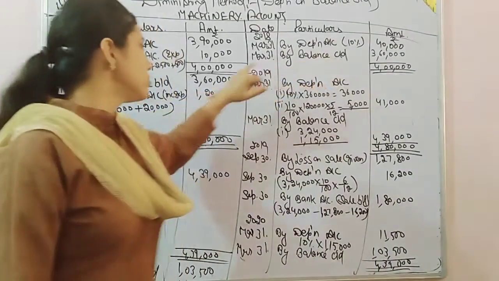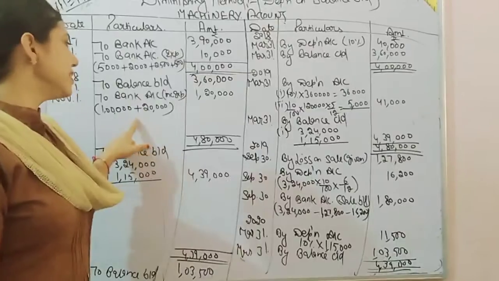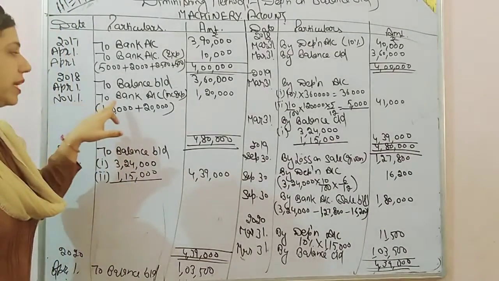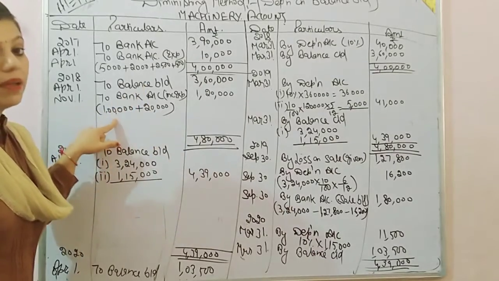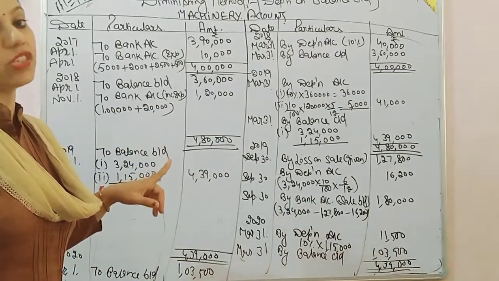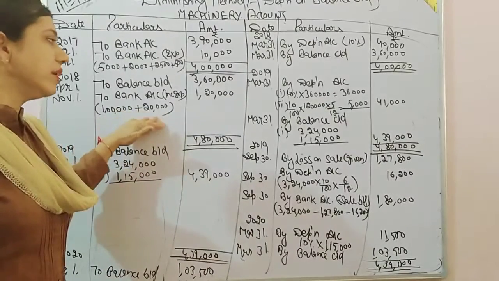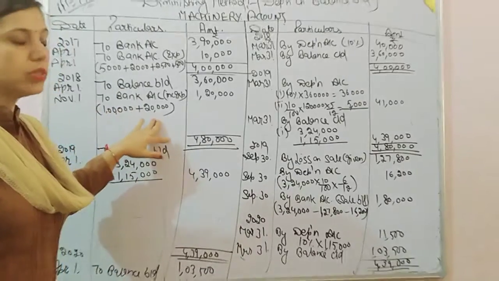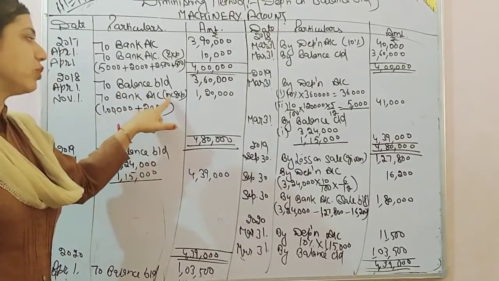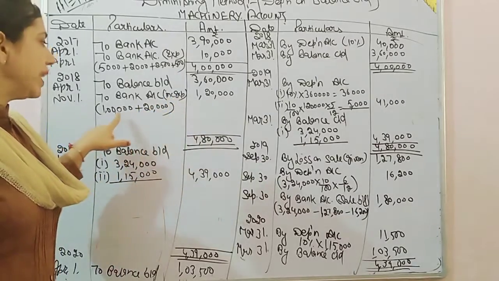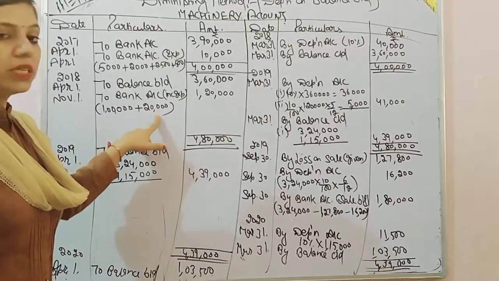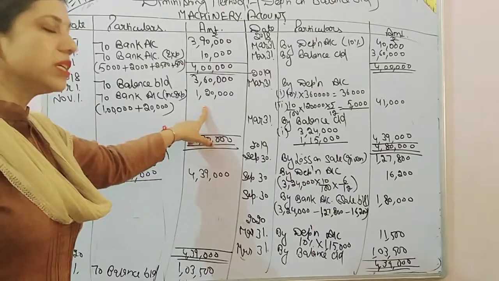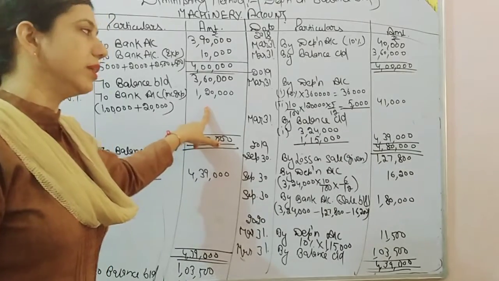Next, the balance is 3 lakh 60,000. In this year, we again purchased one more machinery on November 1. Then to bank account 1 lakh plus 20,000 installation expenses. They are also added. You can write it separately or add it in cost. So I just add it in cost. To bank account we have to write including expenses: 1 lakh is for cost and 20,000 is for expenses. So total cost is 1 lakh 20,000, so depreciation should be levied on 1 lakh 20,000.